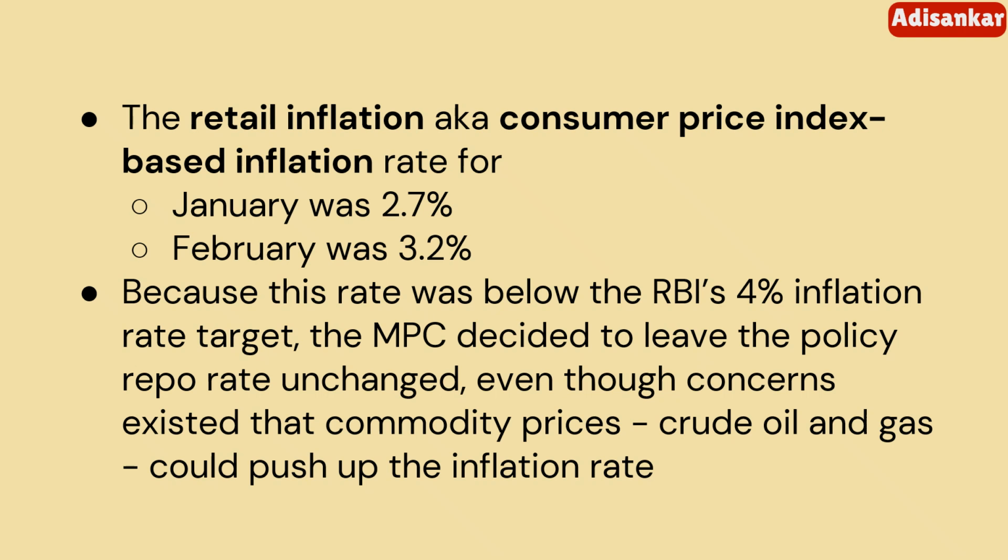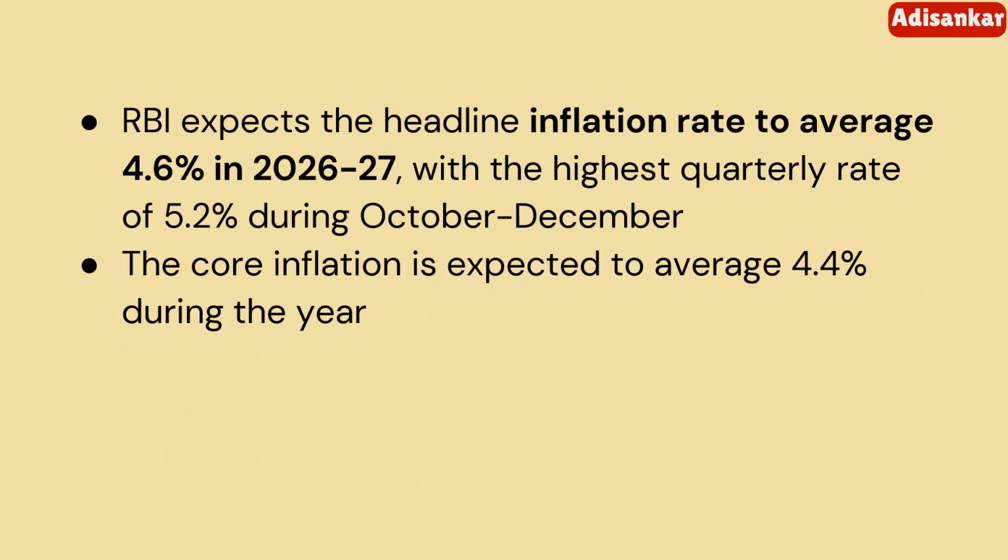The retail inflation, also known as the consumer price index based inflation rate, for January was 2.7% and February was 3.2%. Because this rate was below the RBI's 4% inflation rate target, the MPC has decided to leave the policy repo rate unchanged even though concerns existed that commodity prices such as crude oil and gas price could push up the inflation rate. RBI expects the headline inflation rate to average 4.6% in 26-27 with the highest quarterly rate of 5.2% during October-December. The core inflation is expected to average 4.4% during the year.